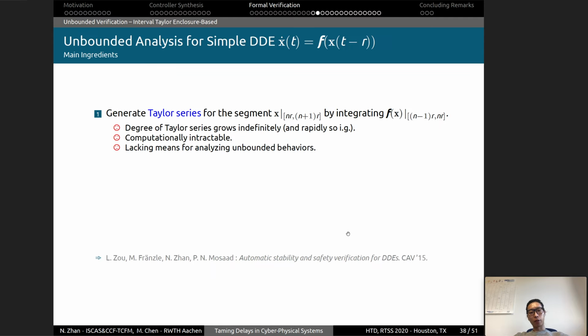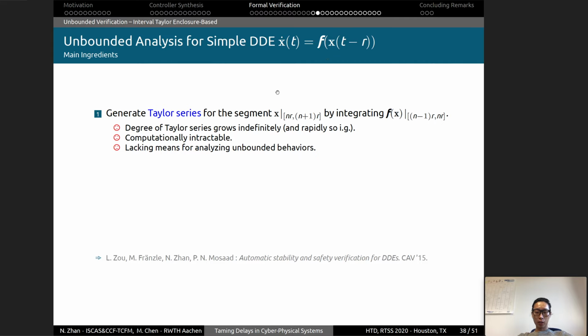Good. Now for the first method, we consider a rather simple form of delay differential equations, which is this negative feedback system. Notice that here we only have the delayed or the past state. We don't have the current state in the equation.